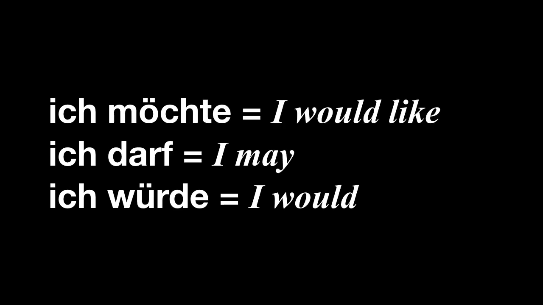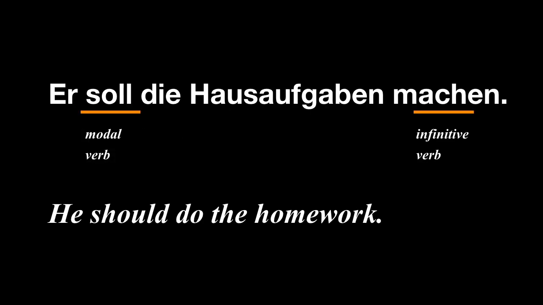A few more modal verbs. Ich möchte, ich darf, ich würde. So all of those are going to create this structure where we have one of those modal verbs up front and then the infinitive at the end. Er soll die Hausaufgaben machen, right? He should the homework do.